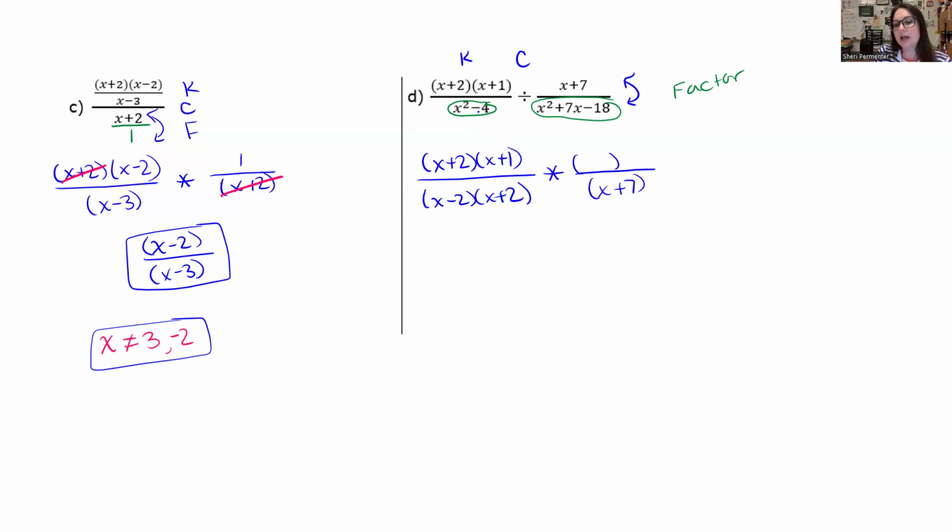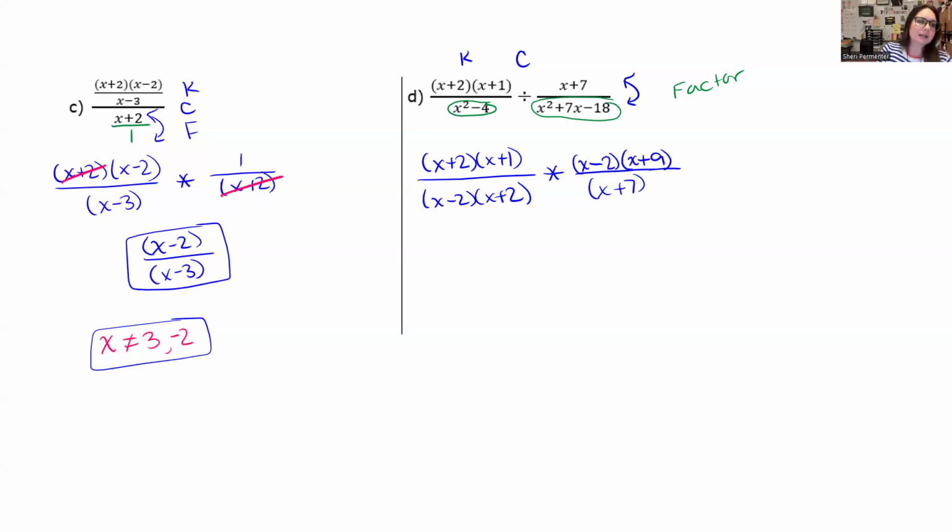But the numerator, I have to factor it. So what two things can multiply to give me 18 that can add or subtract to make 7? Two things can multiply to make 18 that can put together to make 7. 9 and 2 will work. So if I have 9 and 2, my middle term is positive, so my bigger number has to be positive. And if I have 9, I would have to subtract 2 to make 7.